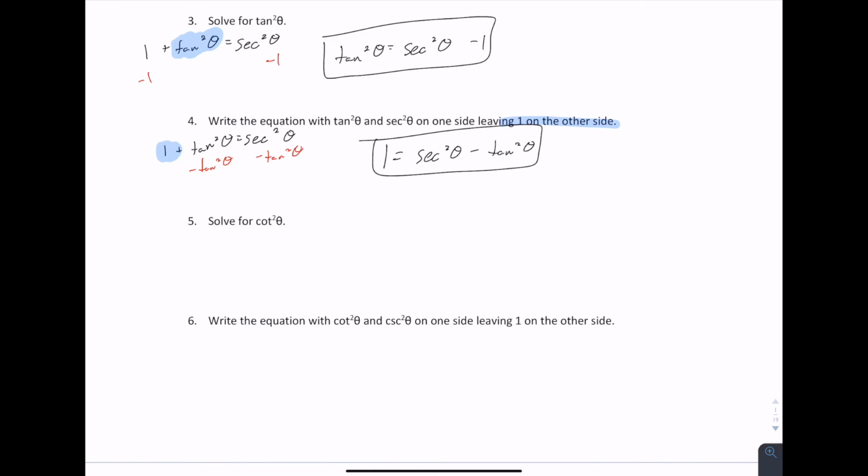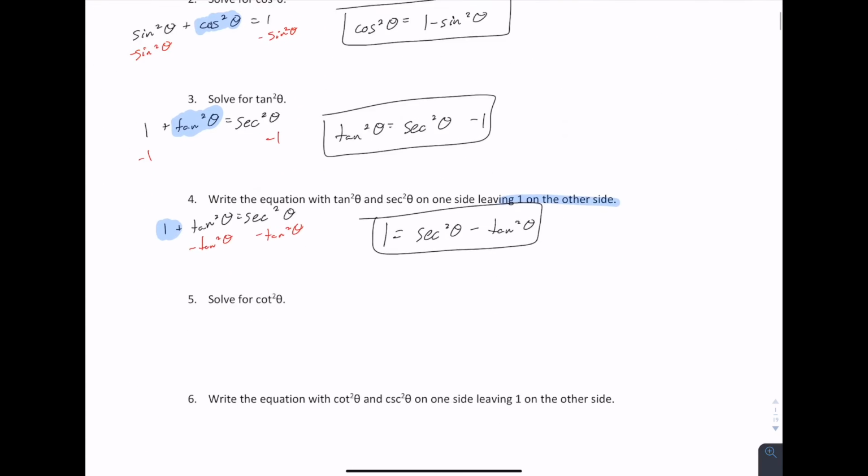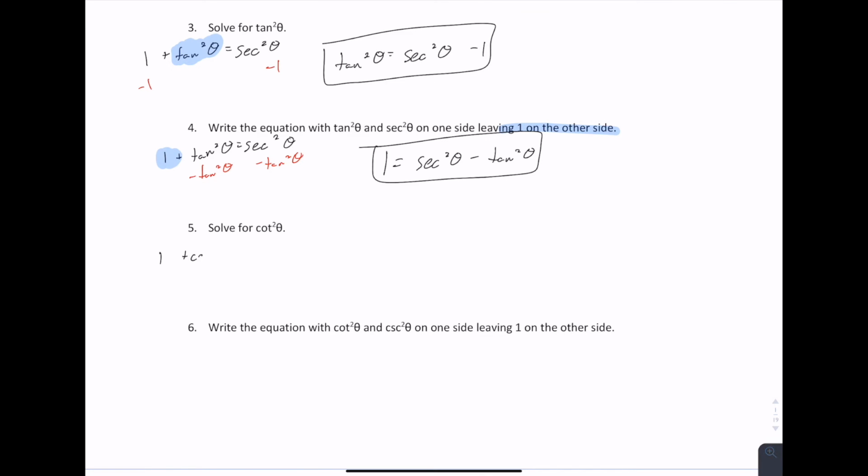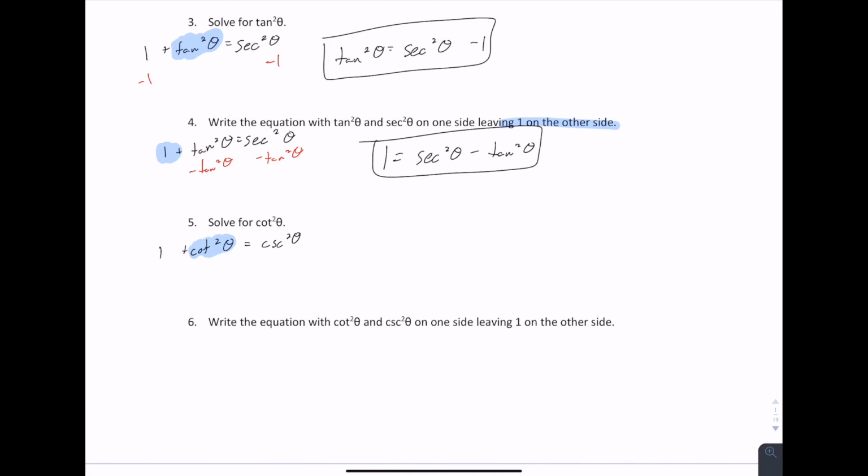And now solve for cotangent squared. Well, again, we write our cotangent squared formula. So 1 plus cotangent squared theta equals cosecant squared theta. Well, they want us to keep cotangent by itself. So now I'm just literally subtracting 1 from both sides. So cotangent squared theta equals cosecant squared theta minus 1. Okay, make sure the minus 1 is clearly away from the theta so it doesn't look like it's inside. You just got to be careful with that.